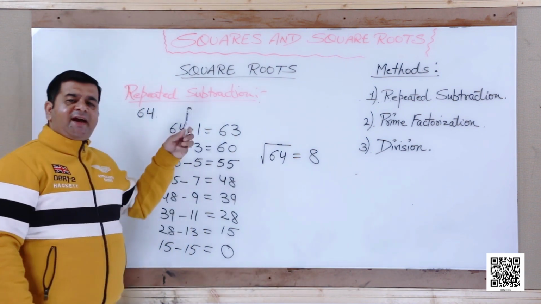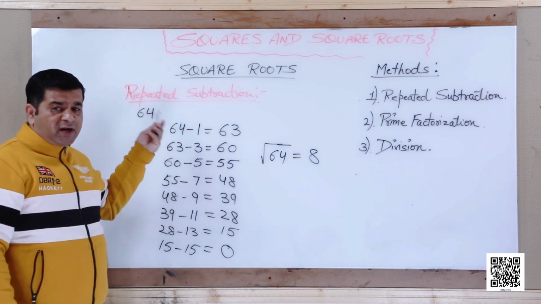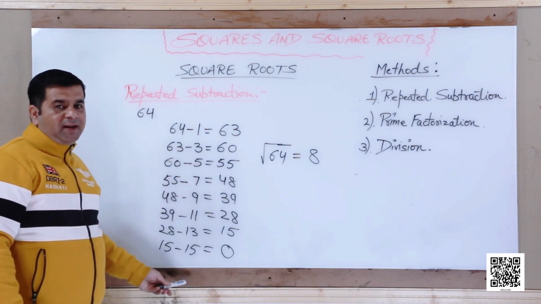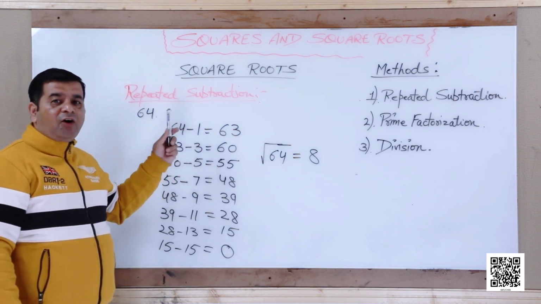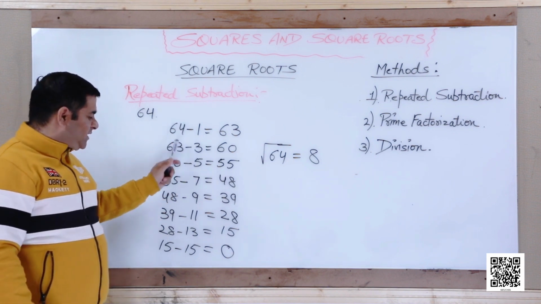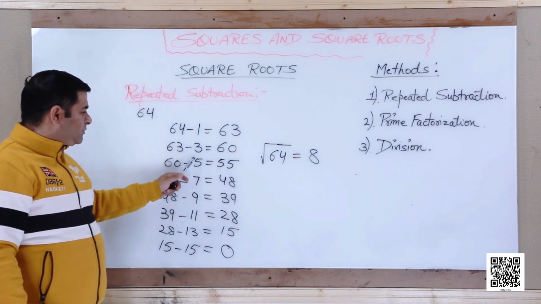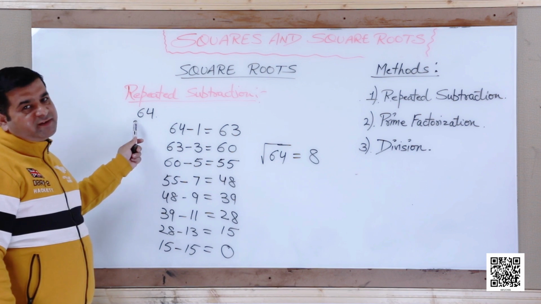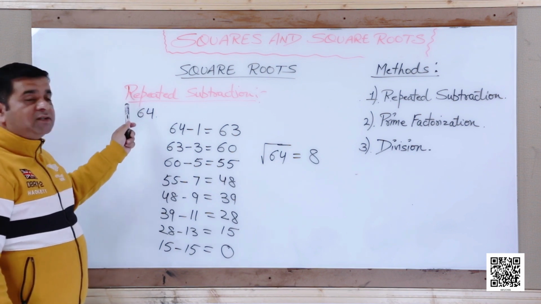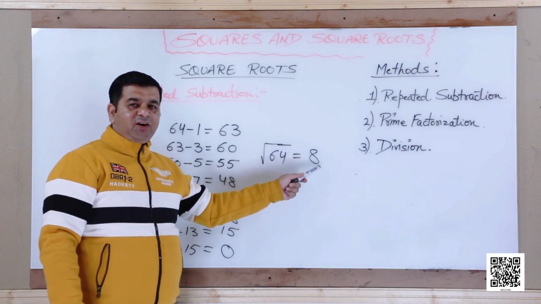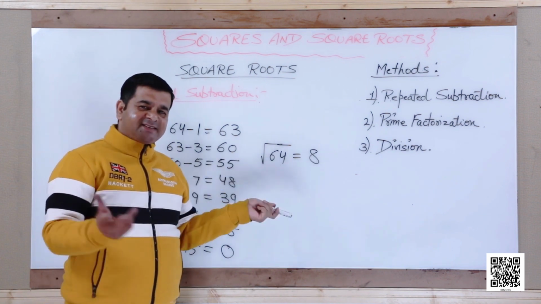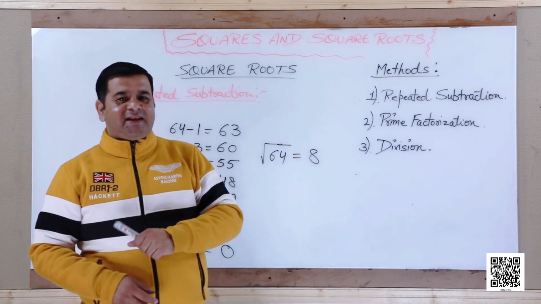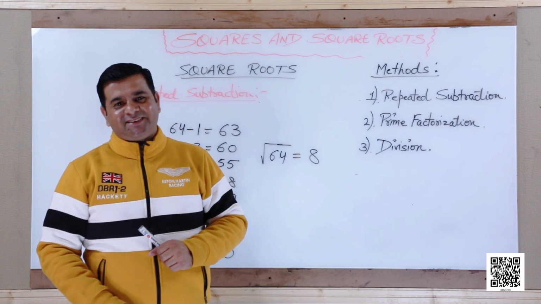Similarly, if you get any other square number and you have to find its square root, you will follow this simple method. You will keep on subtracting only the odd numbers and when you get 0, then we count the number of steps and that number of steps will be the square root. 64 square root is 8. As you know, 8 times 8 is 64. Isn't it simple? Now, let's study the next method of finding square roots.